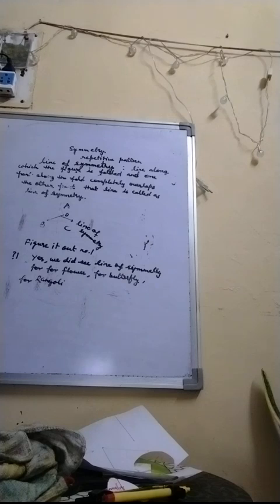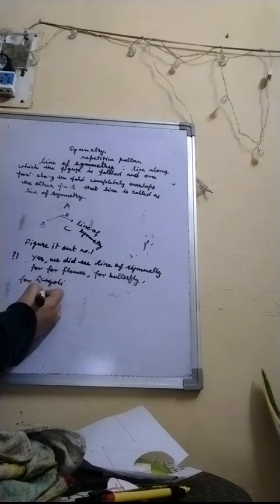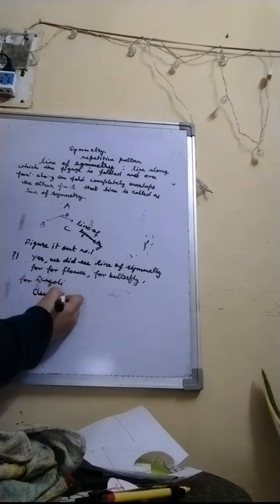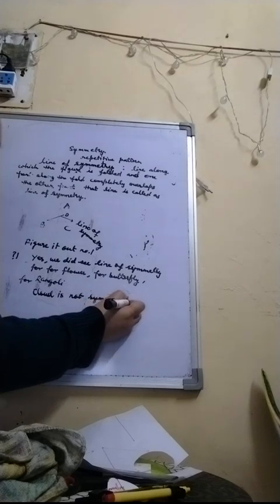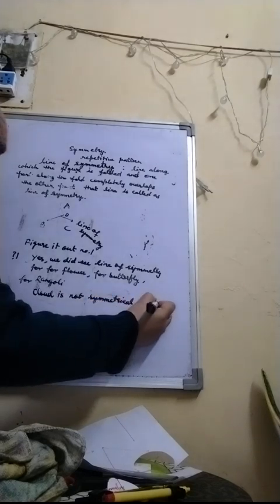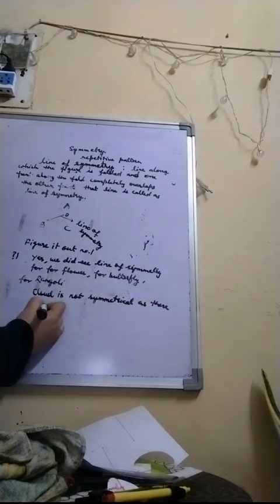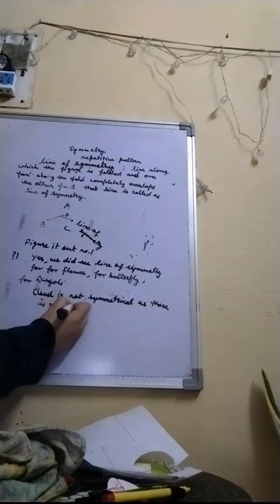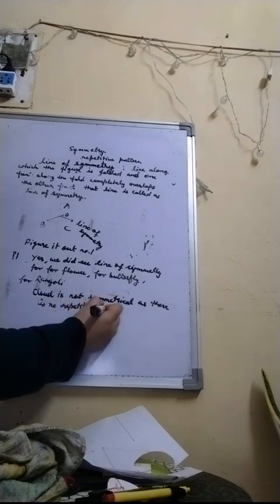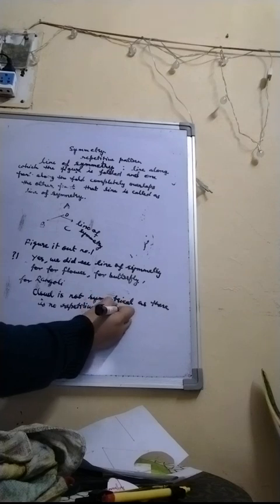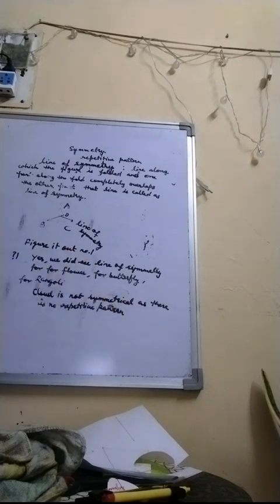What about the picture of the cloud? So the cloud is not a symmetrical figure, as there is no repetitive pattern. Okay.